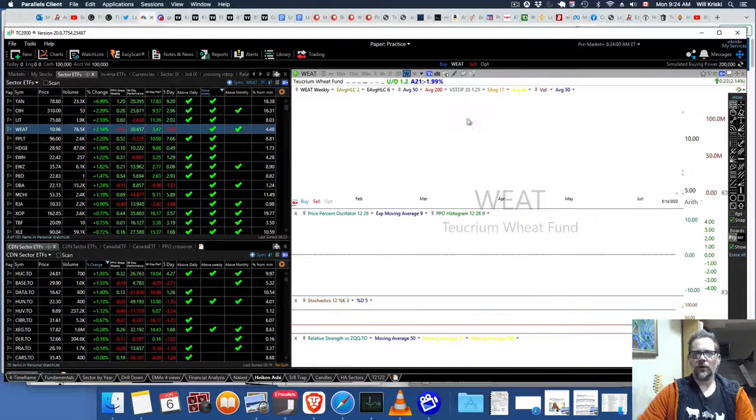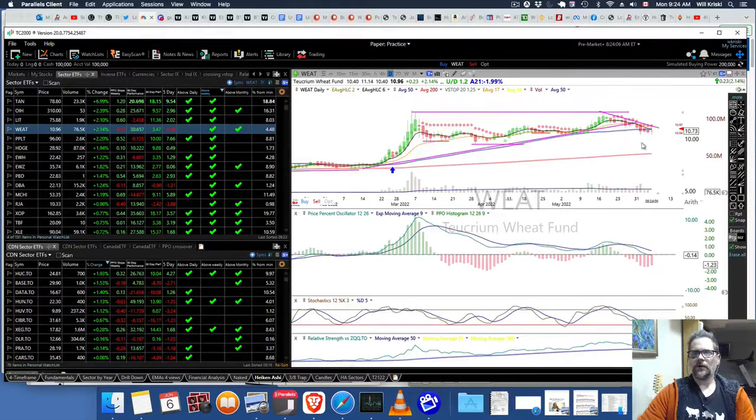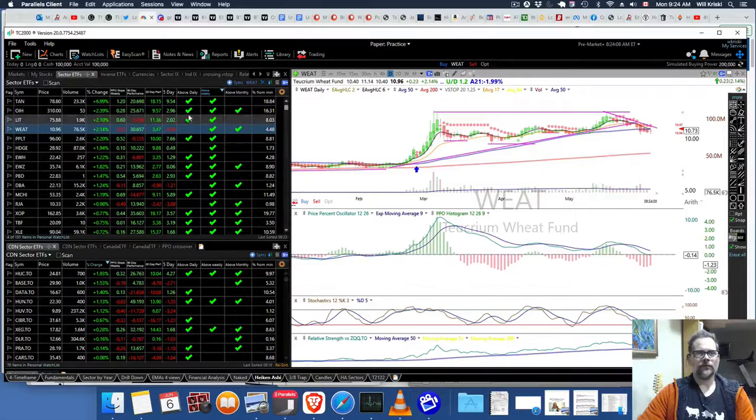So I'm gonna have to go to the weekly to see that. So this one, wheat, is pulling back here, but on the daily there's a bit of a downtrend here. So what I would do is, because it's strong on the weekly and the monthly, I'm waiting for this pullback, and then hopefully it'll start to come back up again. But it has been generally flat for quite some time, since March, April-ish.